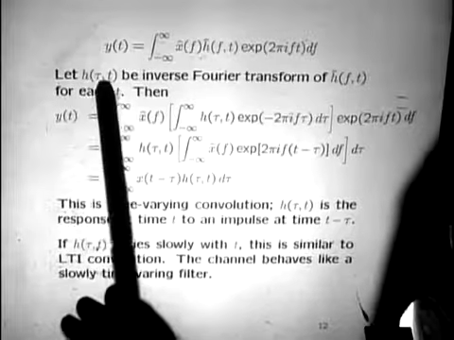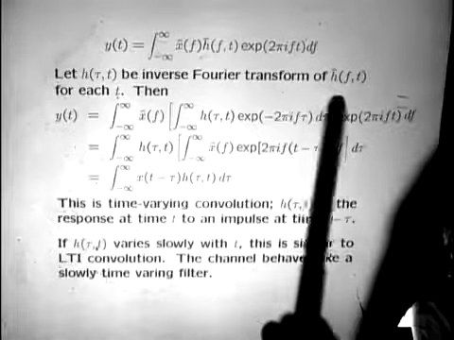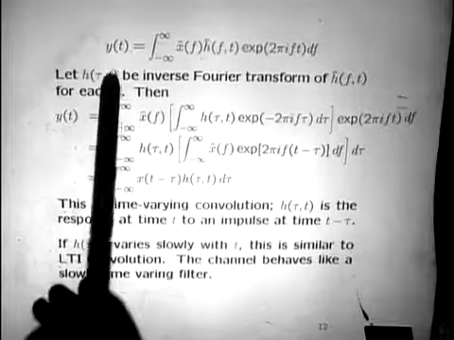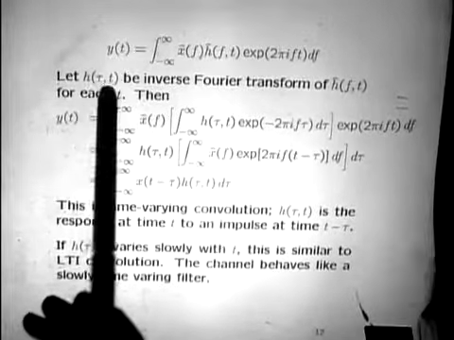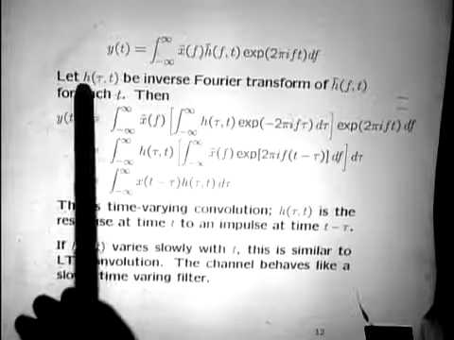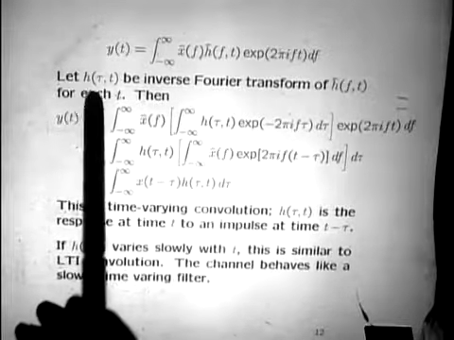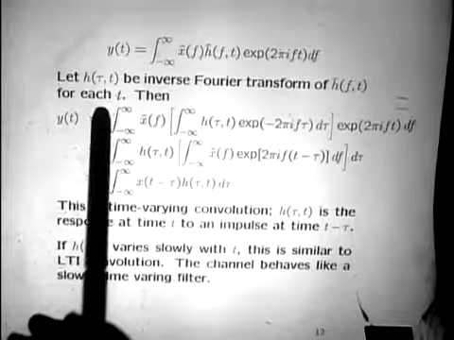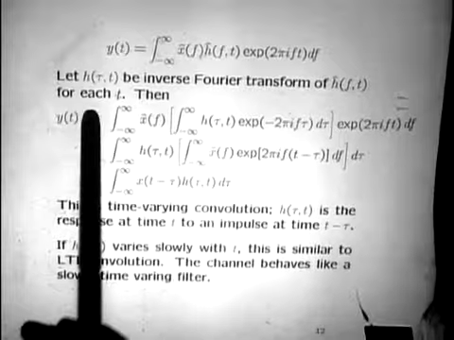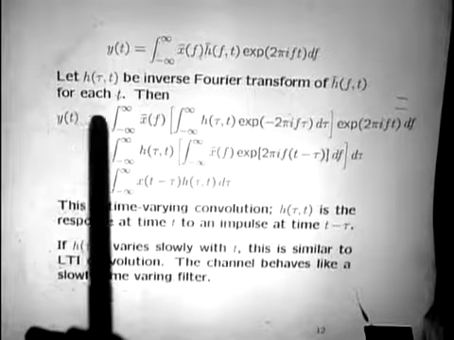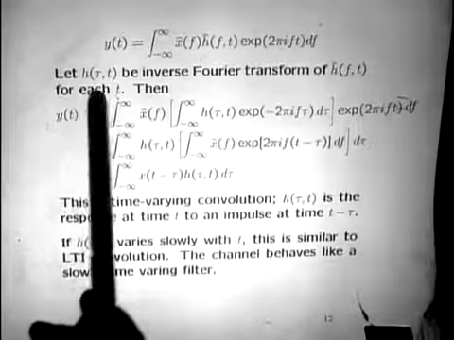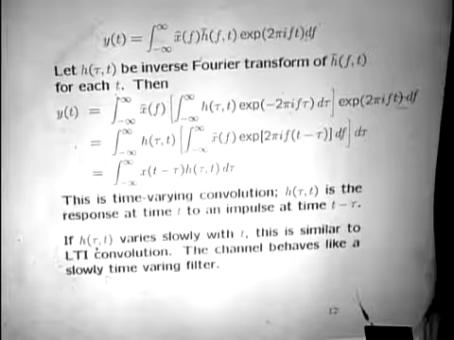If I let h of tau and t be the inverse Fourier transform of h hat of f and t, here what I'm doing is regarding t as a parameter. So this is a function of tau now. For a given t, I can take the Fourier transform of this. Take the Fourier transform of any old thing at all, so long as it's L2. I will sort of half pretend it's L2. We'll worry about that later. So this is the Fourier transform of this.